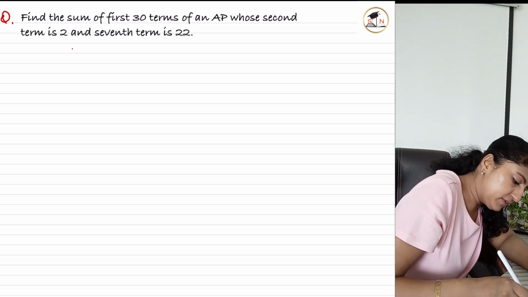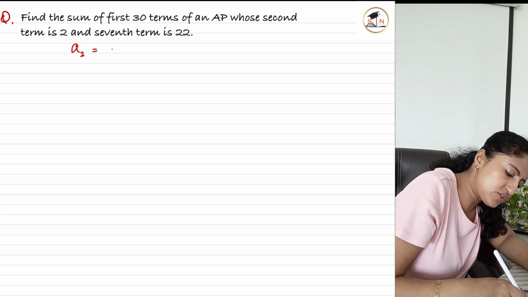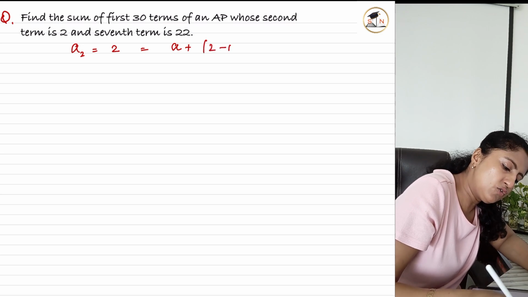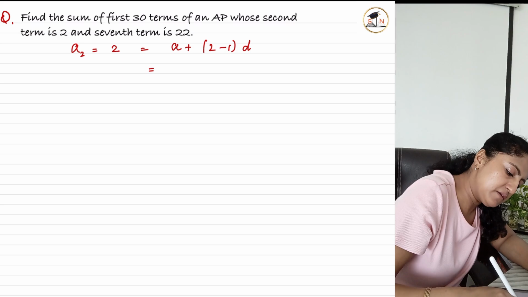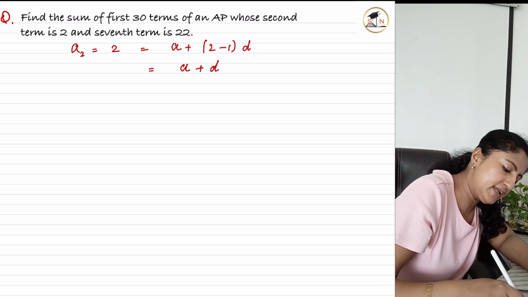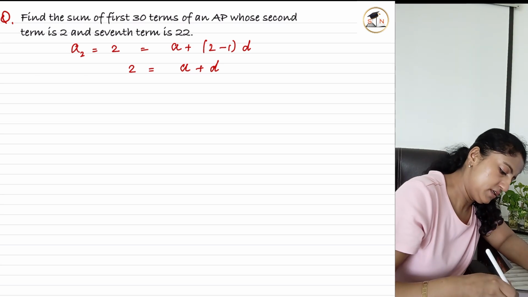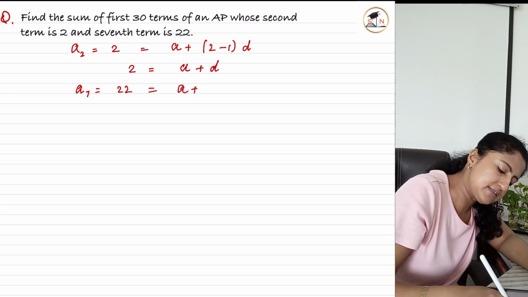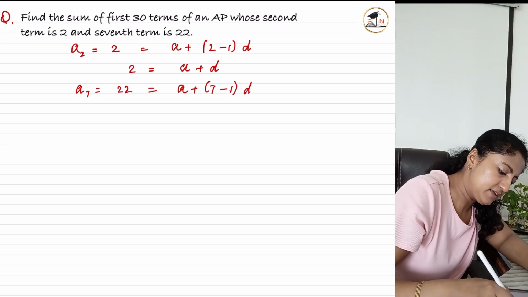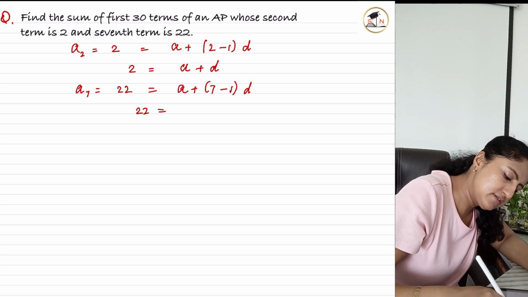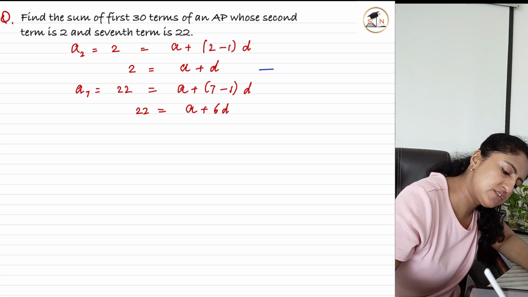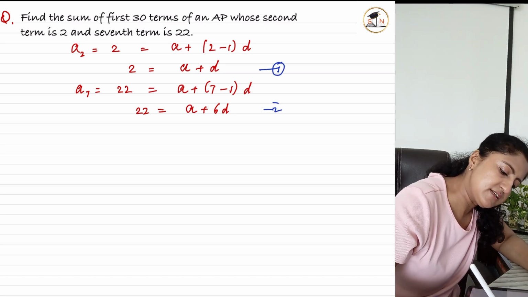What we are given is the second term, that means we are told A2 is 2. A2 means it is A plus 2 minus 1 D. Now, this becomes A plus 1D. So, I am just writing A plus D. 2 equals A plus D. The second relation is given as seventh term, which is 22 equals A plus 7 minus 1 D. Therefore, 22 equals A plus 6D. Now, this is your first equation. This is your second equation.